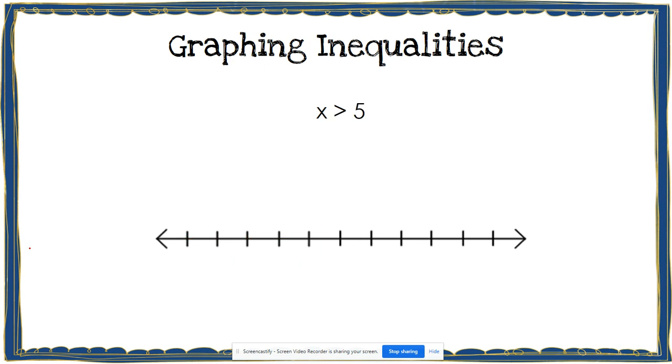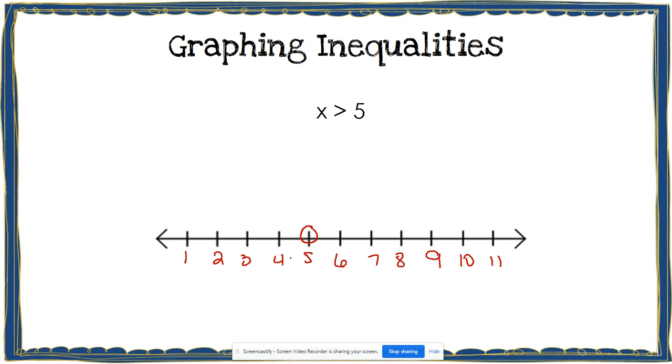Next, I have x is greater than 5. So I'm going to start by putting numbers on my number line. And then I'm going to go to 5 and put a circle. And I need to know if the circle should be opened or closed. When I look at my inequality symbol, I see that x is greater than 5, but this doesn't tell me that x is also equal to 5. That means that 5 cannot possibly be a solution. So I'm going to put an open circle on 5 to show that it is not a solution.